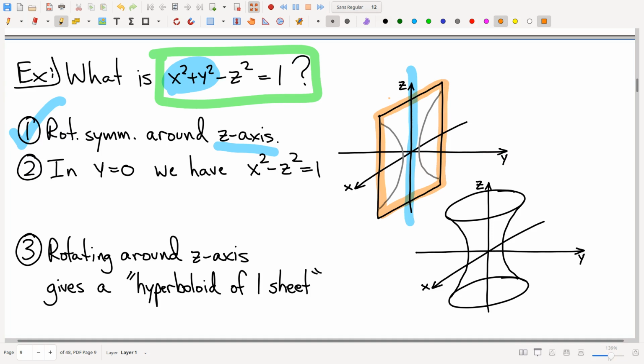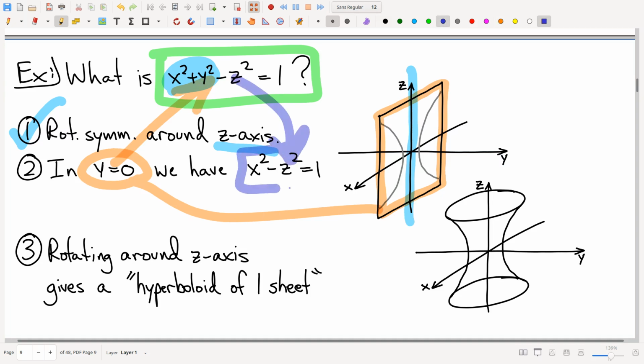Now, being a different plane, it has a different equation. That plane is now y equals 0. That then is what I plug in here to get what my cross section looks like. My cross section is now again a hyperbola, x squared minus z squared equals 1.